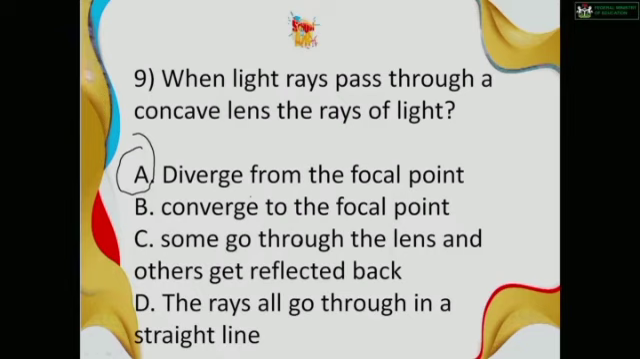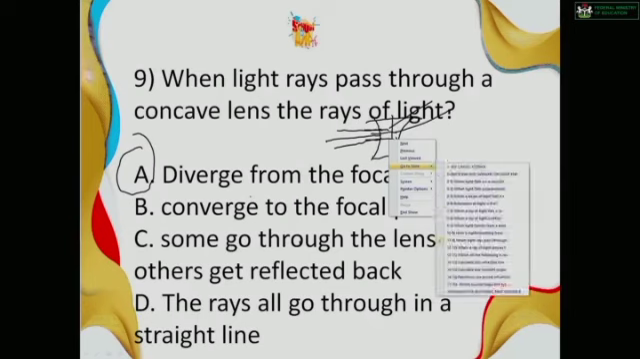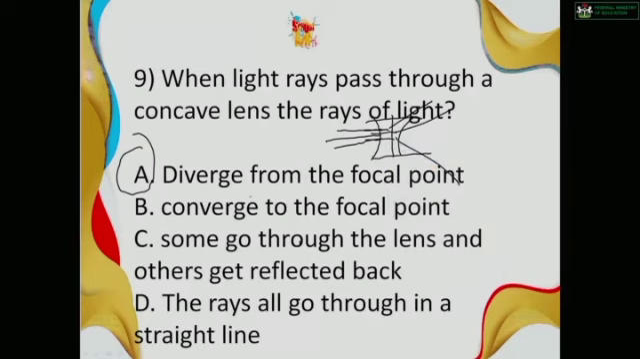And you remember, this is a concave lens. Light going through this, light would diverge, as I show here. That is light passing through a concave lens.